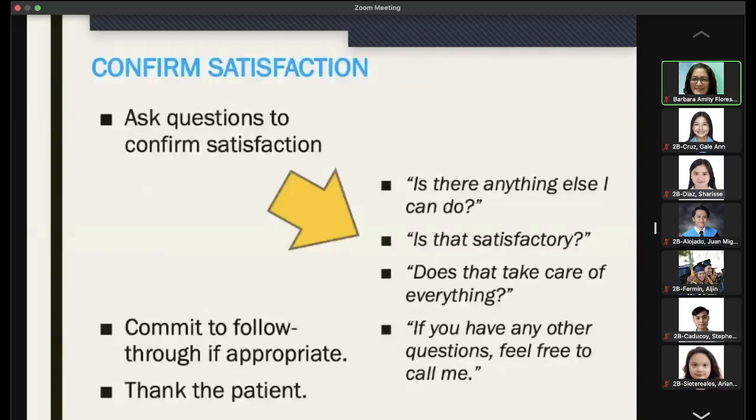As with all patient encounters, we always end by confirming satisfaction. So ask questions to confirm satisfaction. Is there anything else I can do for you? Is that satisfactory? Does that take care of everything? Or if you have any other questions, please feel free to call me. Please feel free to drop by again. In confirming satisfaction, you should always commit to follow through if appropriate and always thank the patient.